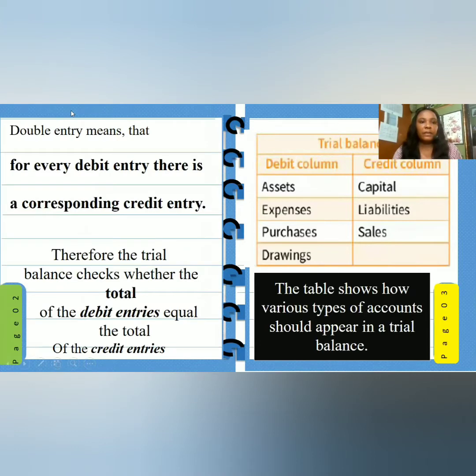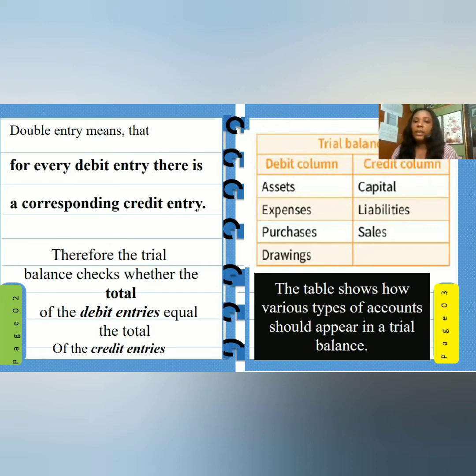Let me shift this video over this side here. Right. So in double entry, it says for every debit entry, there is a corresponding credit entry. So the trial balance checks whether the total debit entries is equal to your total credit entries.